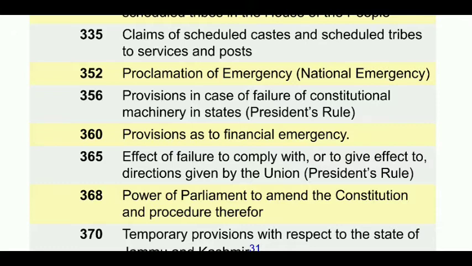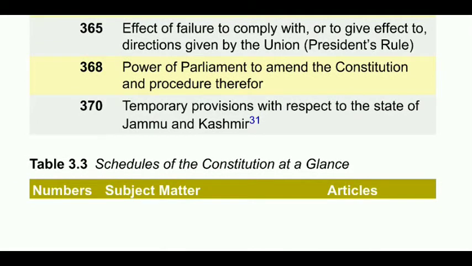Article 365, effect of failure to comply with or to give effect to directions given by the Union, President's rule. Article 368, power of Parliament to amend the Constitution and procedure therefor. Article 370, temporary provisions with respect to the state of Jammu and Kashmir, which has been repealed. This Article 370 has been repealed from the Constitution.